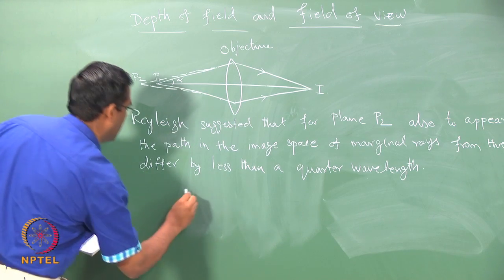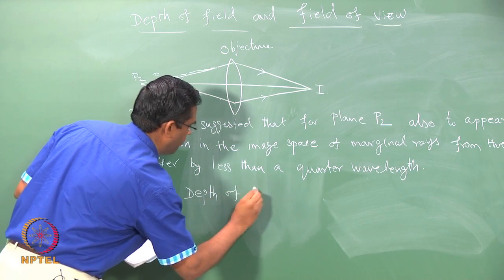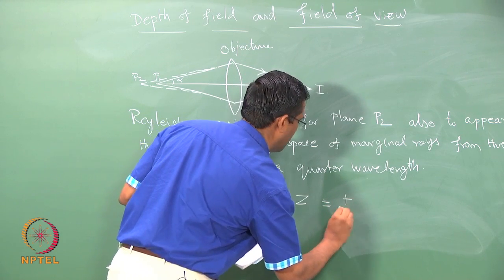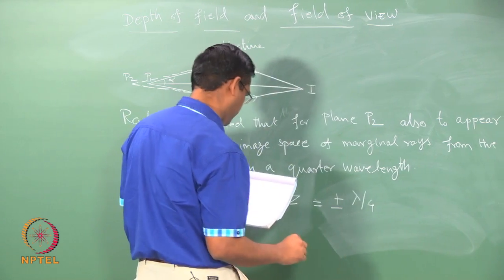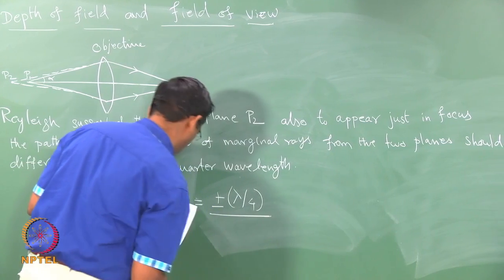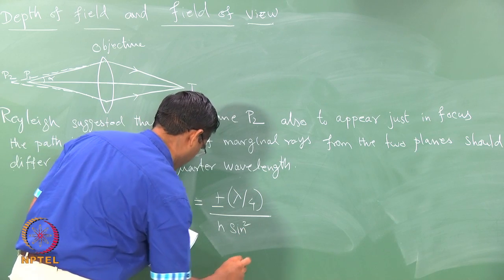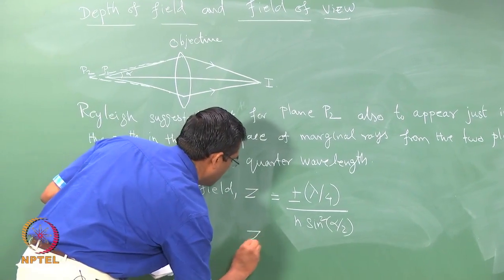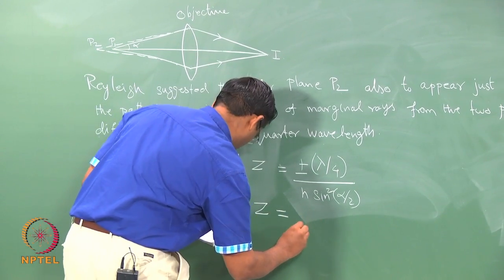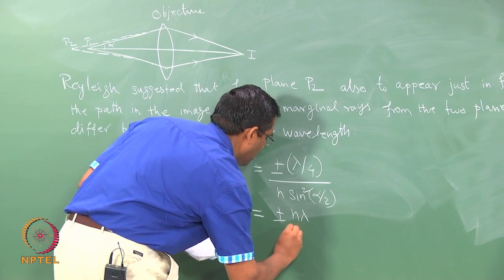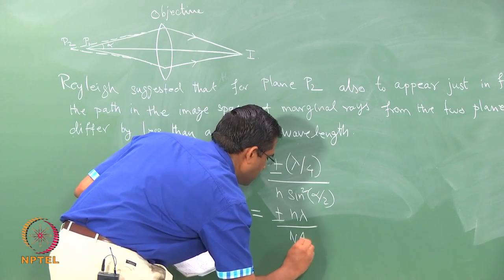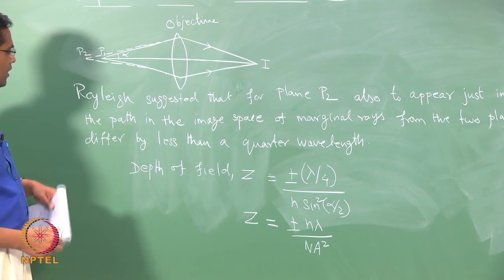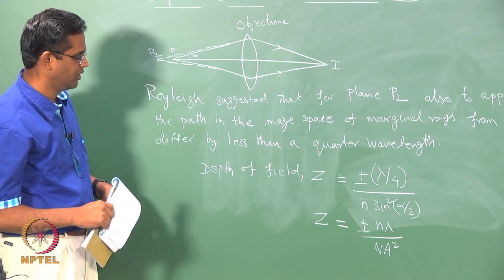So for that he has given an expression for depth of field, since we call it z, let us put it here: z is equal to plus or minus lambda by 4 divided by n sine square alpha by 2, which is nothing but z equal to plus or minus n lambda divided by numerical aperture square. So this is what I have just shown in the slide. It is given from Rayleigh's explanation for the depth of field.